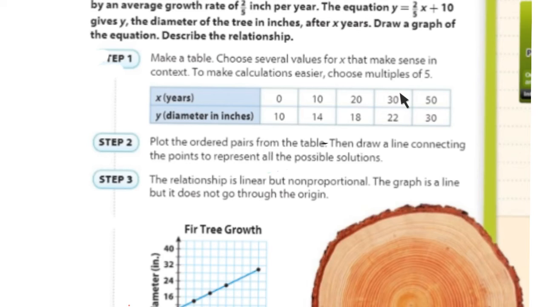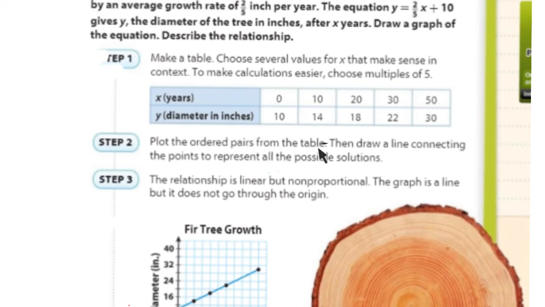They do the same thing. They plug in a 30 and get 22 inches. They put in a 50 and get 30 inches. So they made the table for us, but they're really telling you that if you had to do this on your own, you'd choose numbers here that make sense and then calculate your y's.